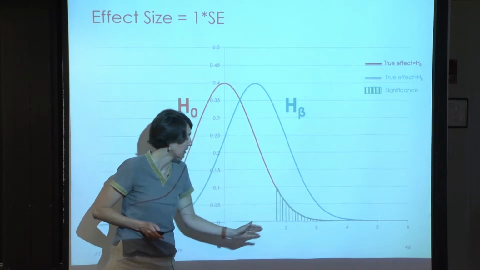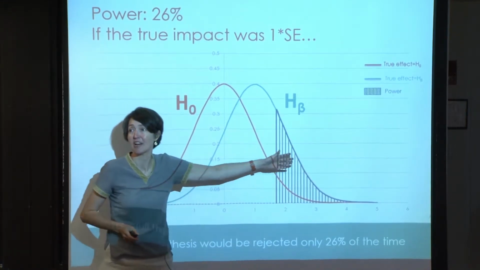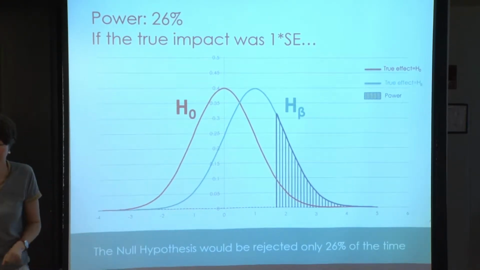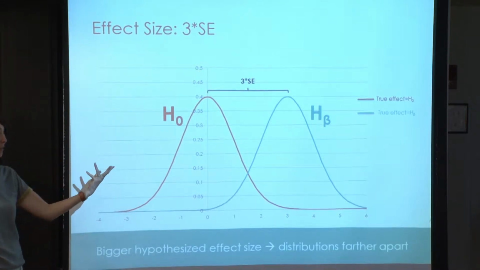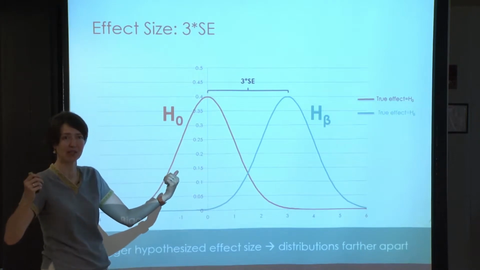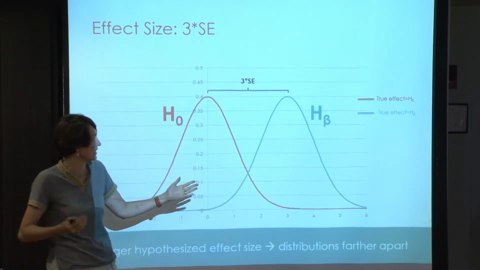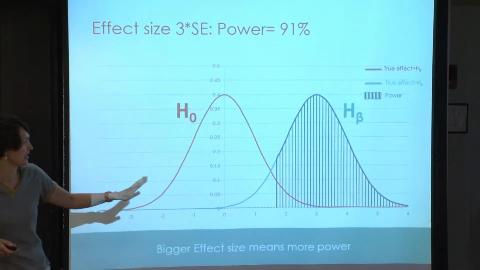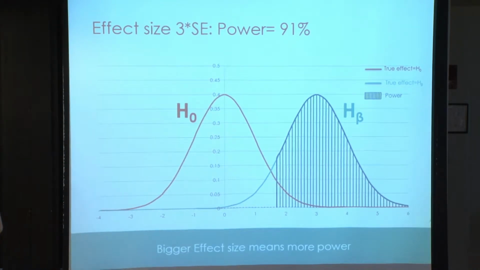And from that we derive the power, and we see there's very little power in this case because the curves are overlapping a lot. Now, if we hypothesize a big effect size, we think, oh, this program's going to have a massive effect. We only need to pick up a big effect. We shift the curve out, and we do the same process, and we see there's lots of power because they're not overlapping, right?